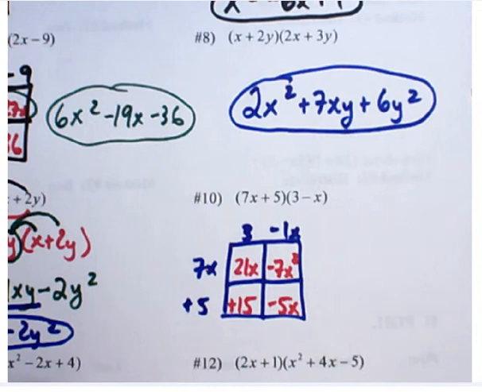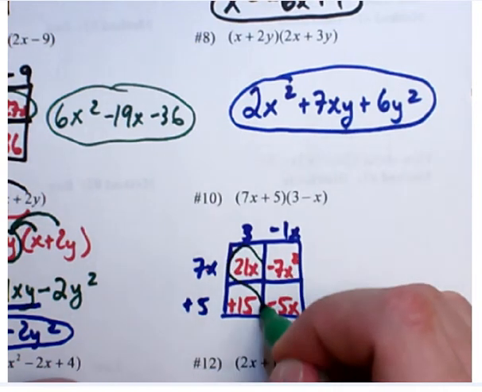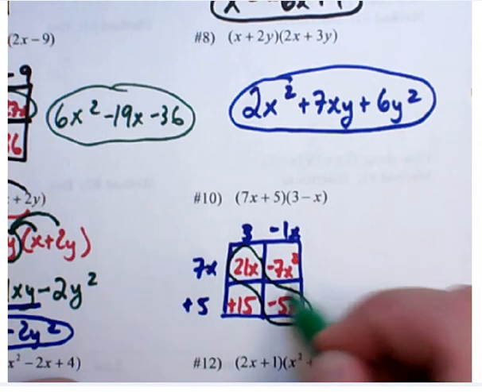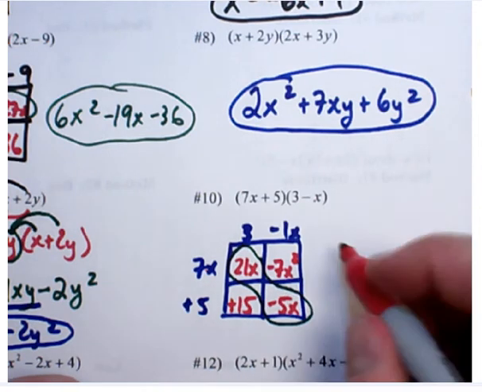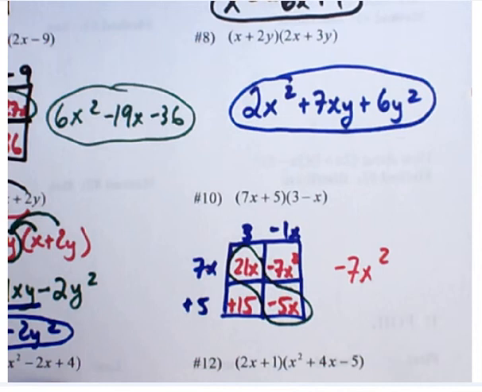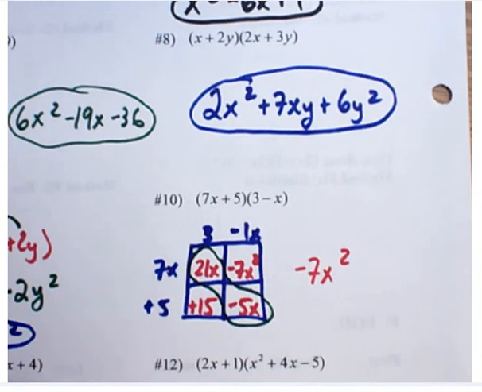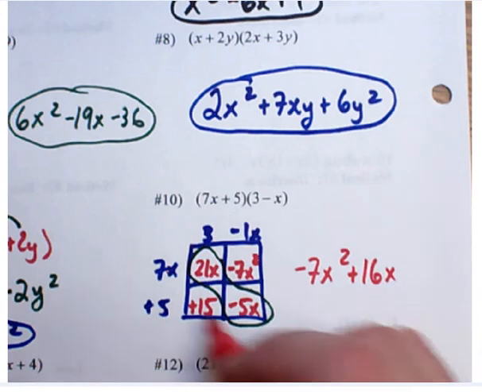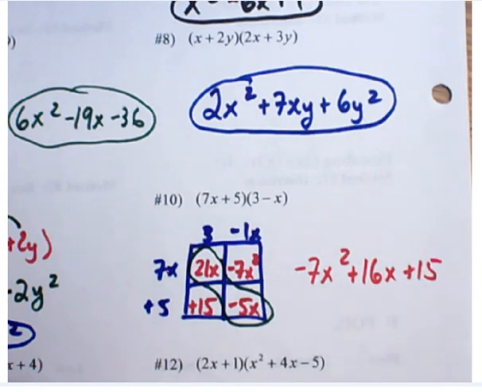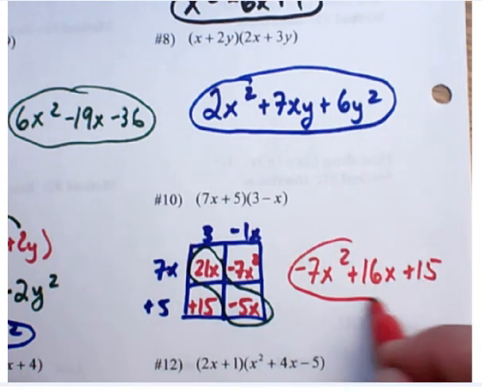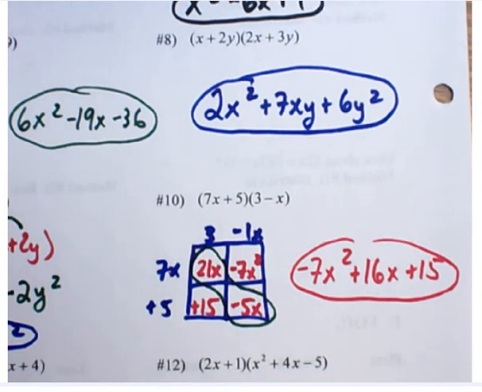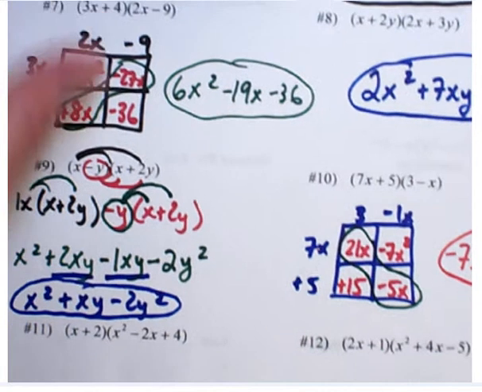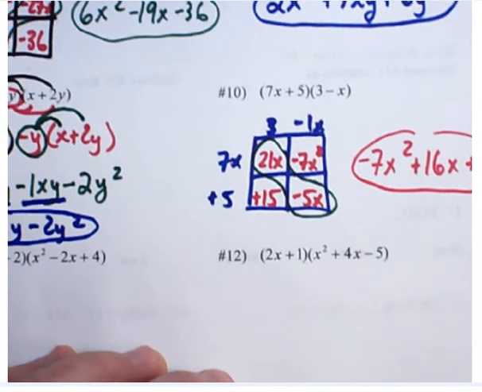When you write this down as an answer, first of all, we can combine the x's. When you write it down as an answer, I'm going to put the x squared term first. So that's negative 7x squared. 21x minus 5x is positive 16x plus 15. There's your answer. All right, and let's do the last problem here. Let's do 12. Okay, we'll take number 12.